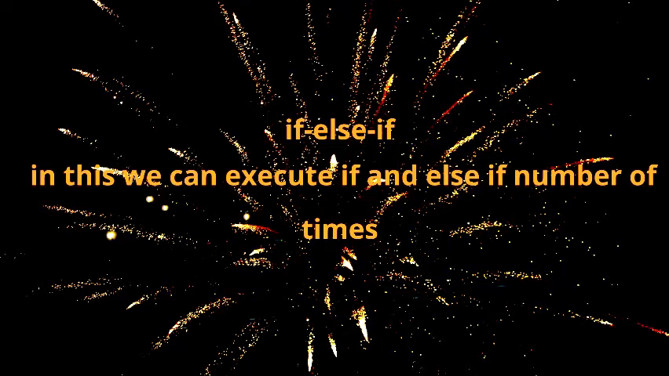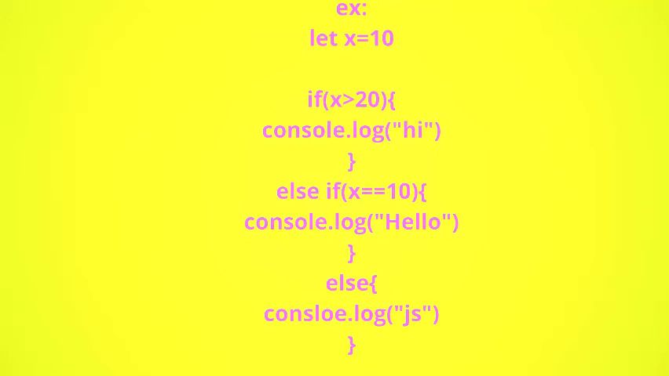If else if. In this, we can execute if and else if any number of times. For example, here you can see the example. I declare a variable named x. If x is greater than 20, then print hi. Else if that is not true, then we go for the else part. Here x equals 10, which is true, so it will print hello. Else if it is not true, then we can execute another else part.